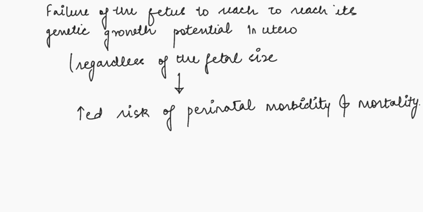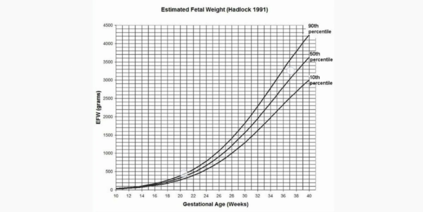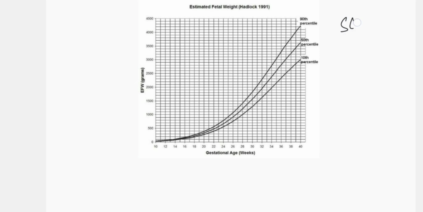Now, to understand FGR, we first need to understand what is SGA and the difference between SGA and FGR. So, SGA is a small for gestational age fetus. Any time the expected fetal weight is less than the 10th percentile, it is called SGA. Say the fetus at 24 weeks was supposed to weigh 600 grams, but we have our fetus over here. So, this is an SGA fetus.